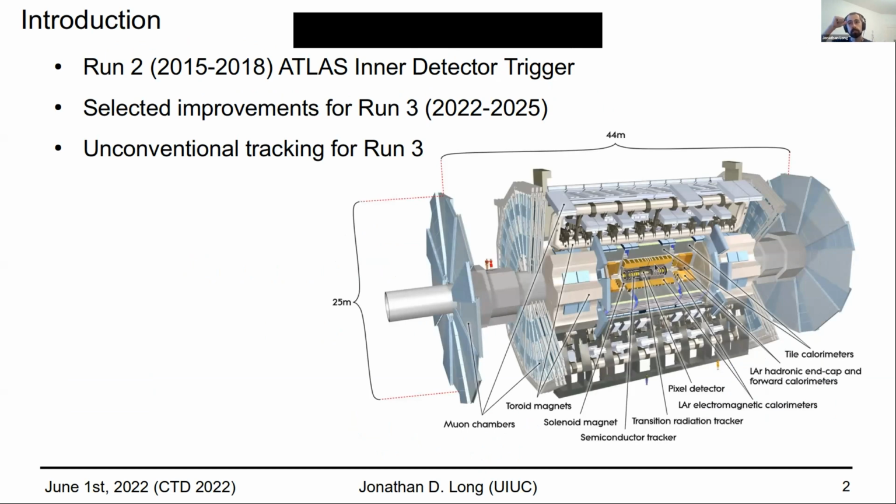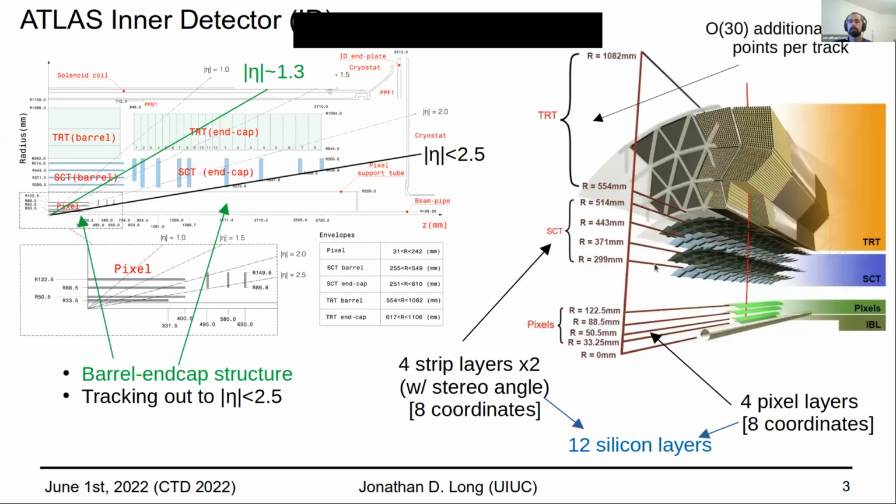If we zoom in a little bit on here, the inner detector is made up of 3 subsystems. We have 4 layers of pixels that's surrounded by 4 layers of strip detector. Each of those is a double layer. So we have 12 total silicon layers to work with. And then surrounding that is the transition radiation tracker, which is adding additional space points at large radii for the tracks. And our inner detector has acceptance out to a pseudorapidity of 2.5. And it has this barrel end cap structure with a transition region around a pseudorapidity of 1.3.